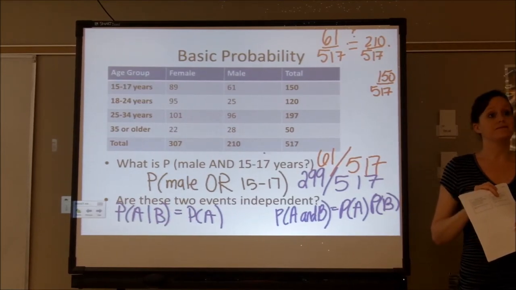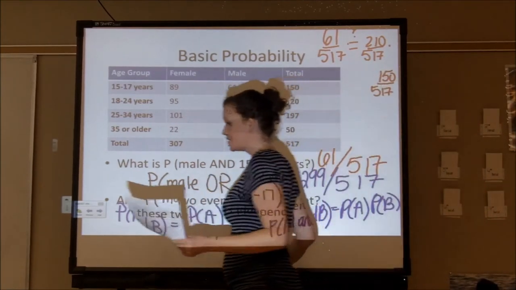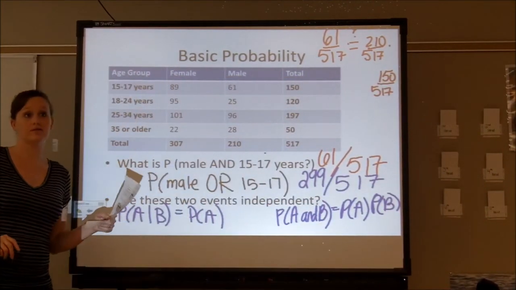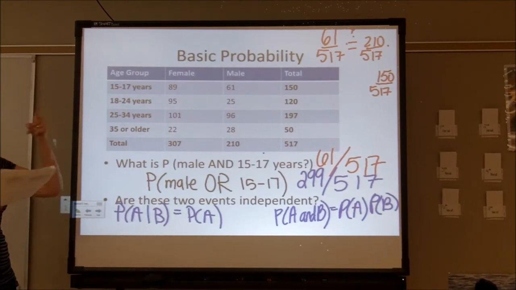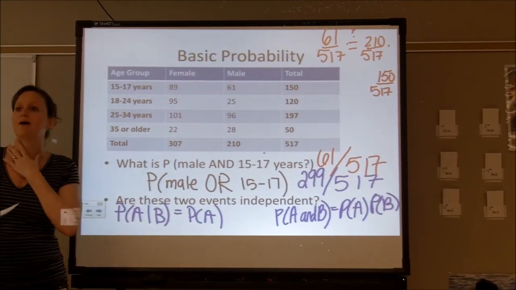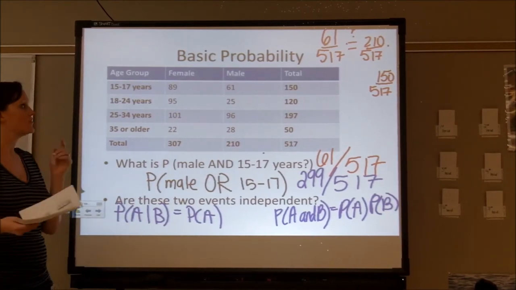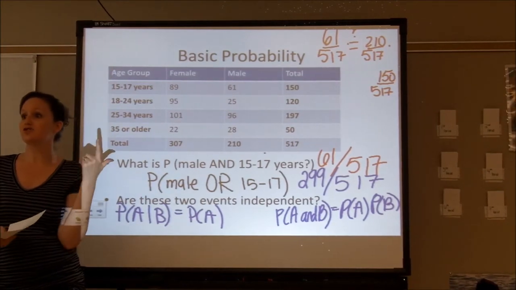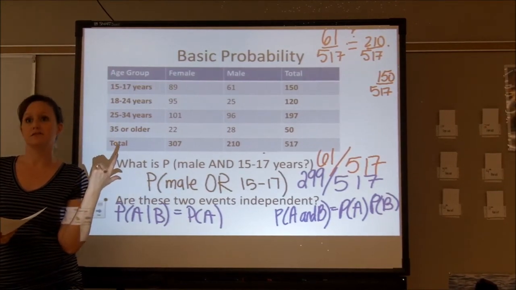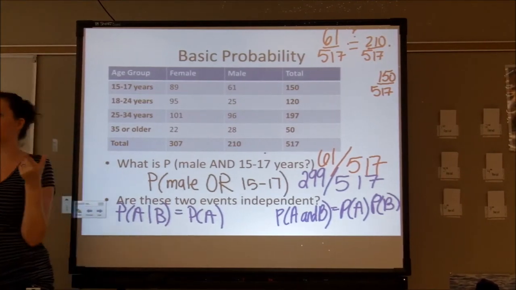Jessica: If they're not independent, are they disjoint? Not necessarily. They could be neither. Good question. Jessica said if they're not independent, does that mean they're disjoint? Follow-up question: are the events "is male" and "is 15 to 17 years old" disjoint? They're not disjoint. What does disjoint mean?